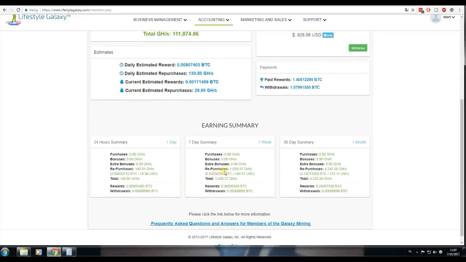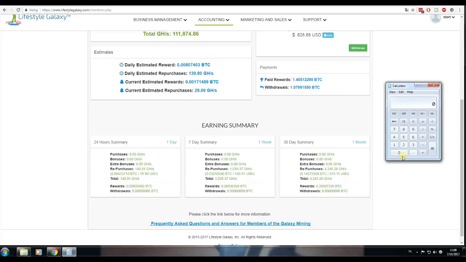0.008. So the past 7 days I repurchased in total 1,039 gigahash, which is the equivalent of $140. So 1 terahash on 7 days added to the total mining power is not bad. And the total bitcoins that I mined on 7 days are 0.06.